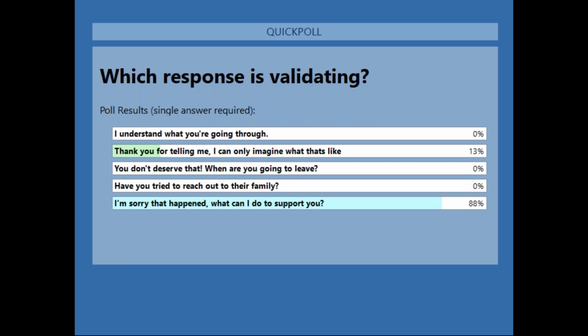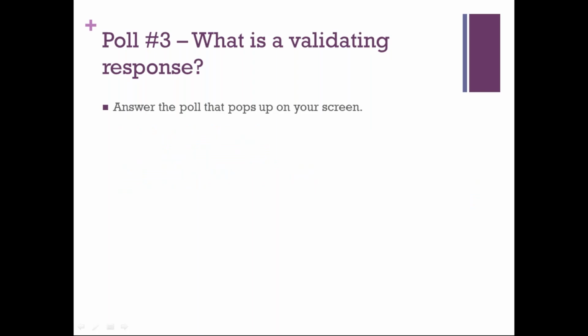And then the last one: I'm sorry that happened. What can I do to support you? That question, what can I do to support you? That's huge. Think about it: when was the last time someone said that to you? When was the last time that someone asked you how you would like to be supported, right?